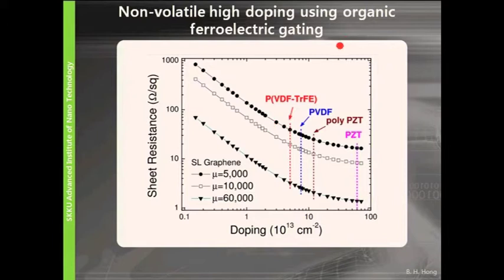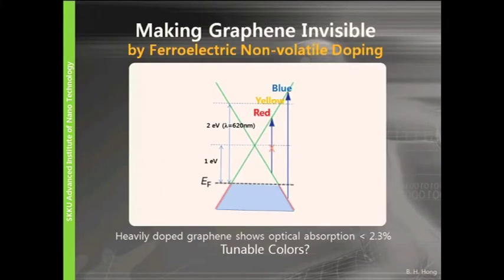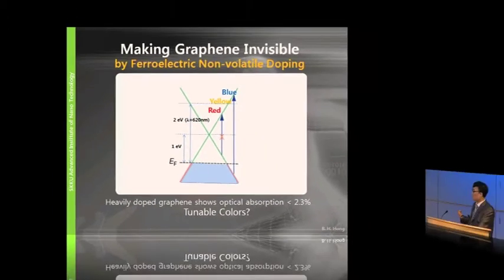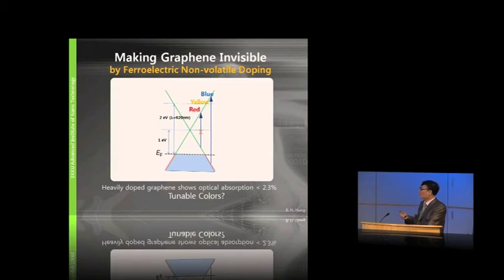There are even stronger ferroelectric materials like PZT, so eventually we can reach a few times 10 to the 14 level using these ferroelectric materials. Anyway, if you dope graphene very strongly like this, the optical transition in this range is not allowed. For example, if you dope graphene by 1 eV, all transitions corresponding to red color are blocked, so graphene is transparent in this absorption range. This means we can tune the optical transmittance or the absorption of graphene by tuning the gate voltage or the doping level.